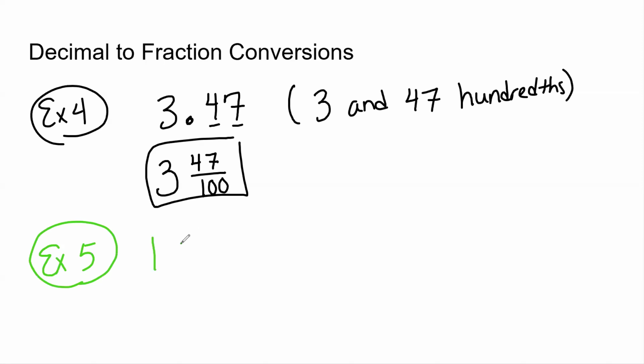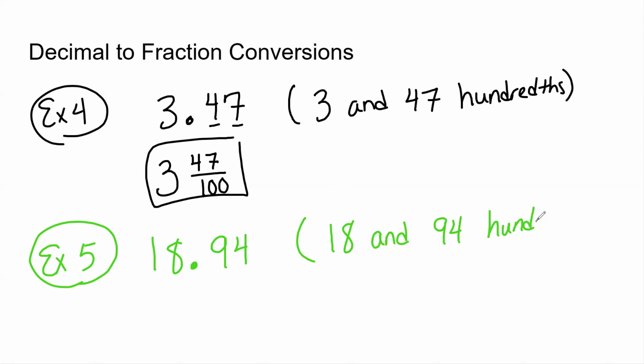Going to do 18.94. So again, that's the kind of normal way to say it, but the technical way would be 18 and 94 hundredths. Now the last one, the 47 hundredths, did not reduce. I think this one's going to. So this is 18 as a whole number and 94 hundredths.